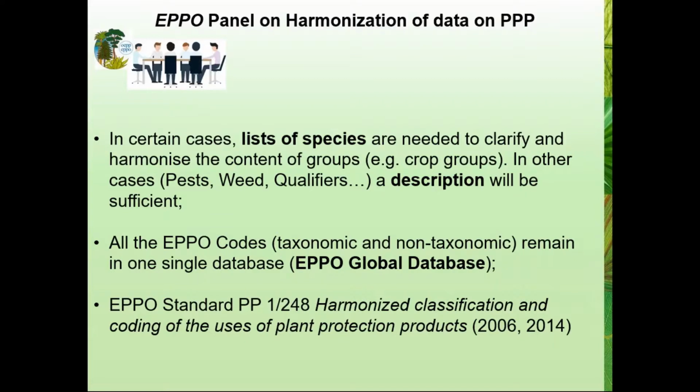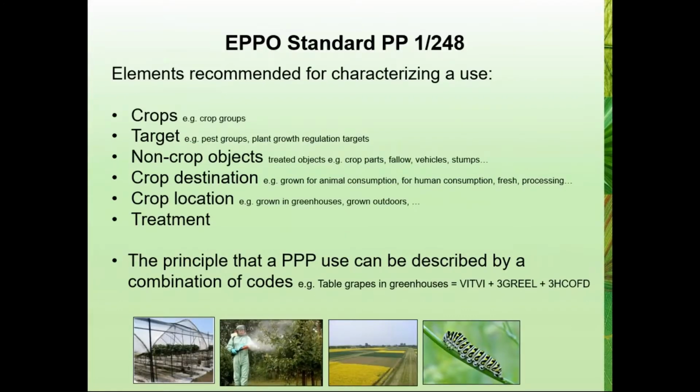Last but not least, I want to remind you that in EPPO we have a standard, number 1248, titled Harmonized Classification and Coding of the Uses of Plant Protection Products, which was developed in 2006 and revised in 2014. This is an important standard for the development of the harmonized classification, because most of the principles described there have been taken into account while developing the classification. So I'd like now to recall the basic principles in this standard.